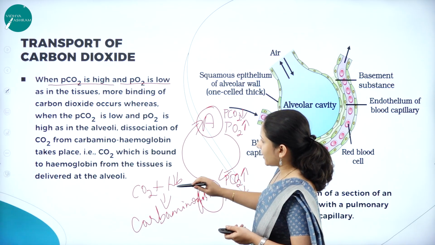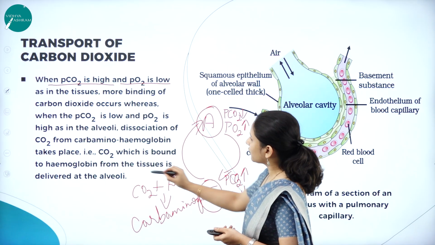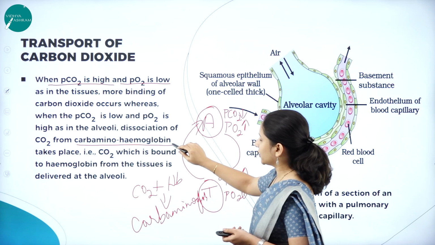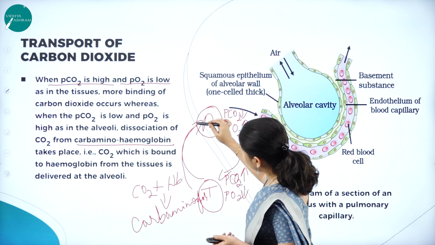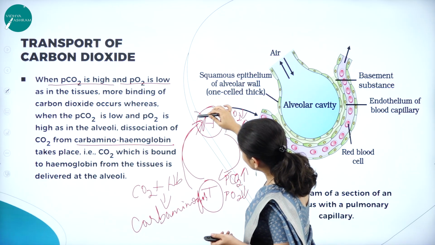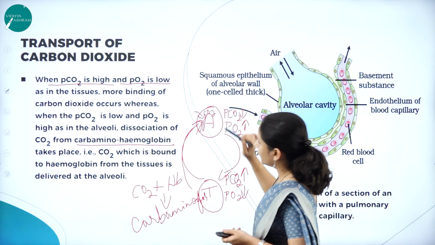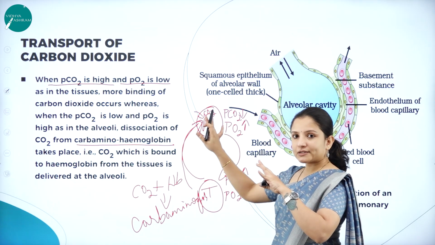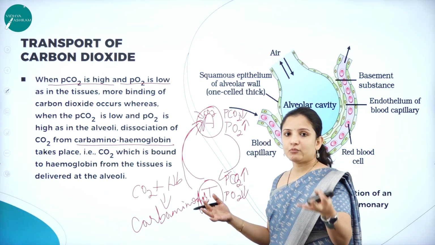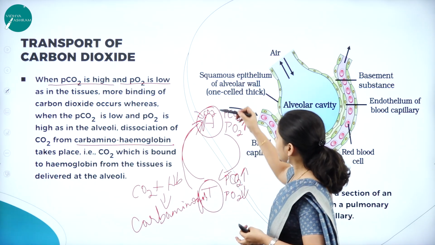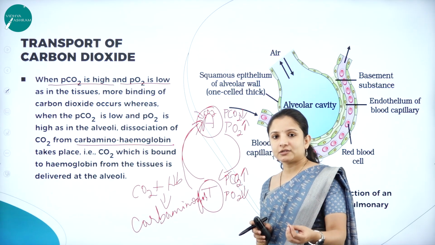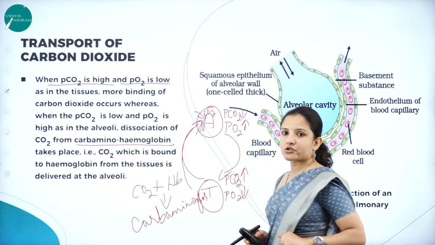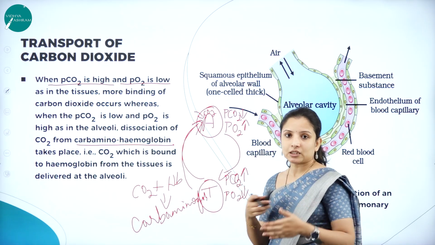Now this carbaminohemoglobin will move to the alveoli and diffuse the carbon dioxide in the alveoli. Now carbon dioxide will be diffused. What will be left? Hemoglobin will be left. That hemoglobin will again carry the oxygen. It will bind with the oxygen, form oxyhemoglobin, and come back to the tissues. So this is how the cycle continues here.